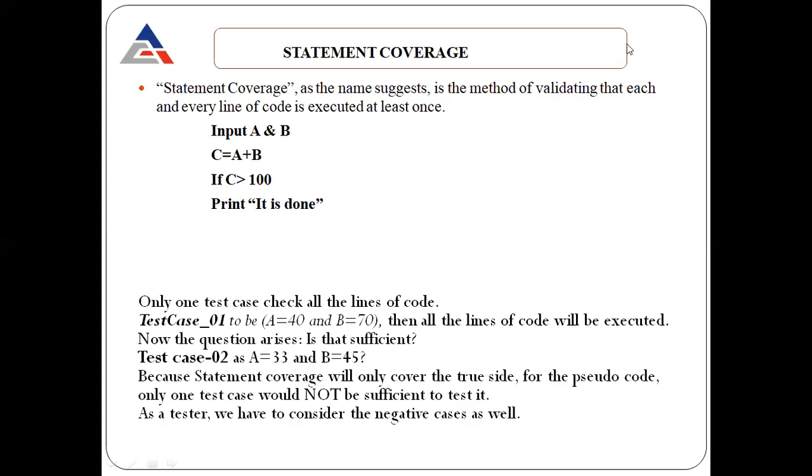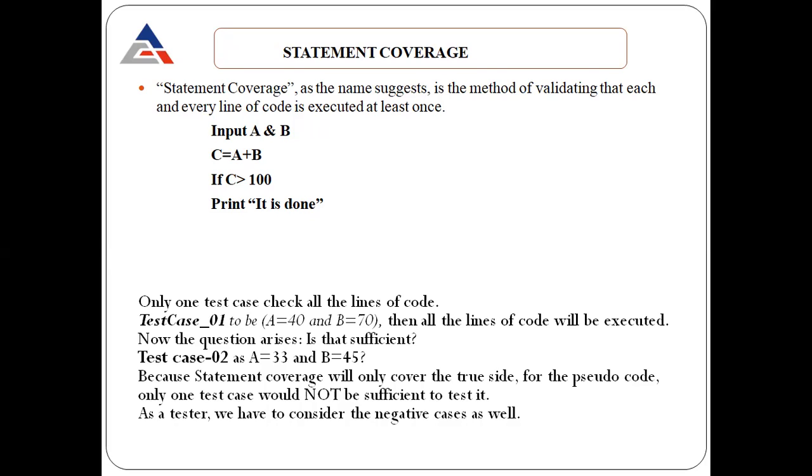Okay, how is it performed? Let's say I have an application with input A and B. C is equal to A plus B. If C is greater than 100, then print "it's done". So how will the statement coverage be done? Only one test case covers all lines of code. Test case one is that I input the value of A as 40 and the value of B as 70, and then check that all the lines of code are executed.